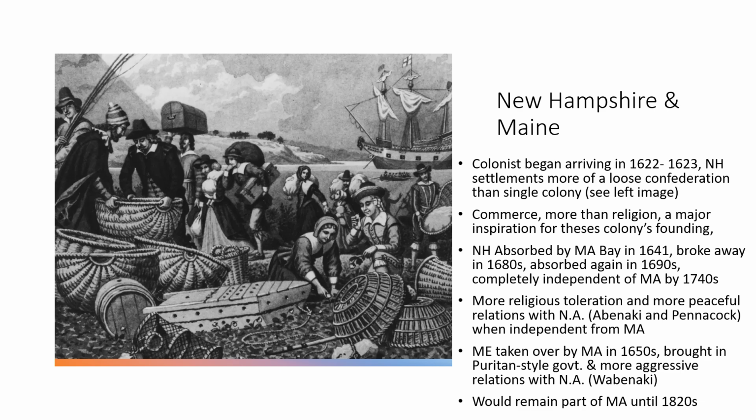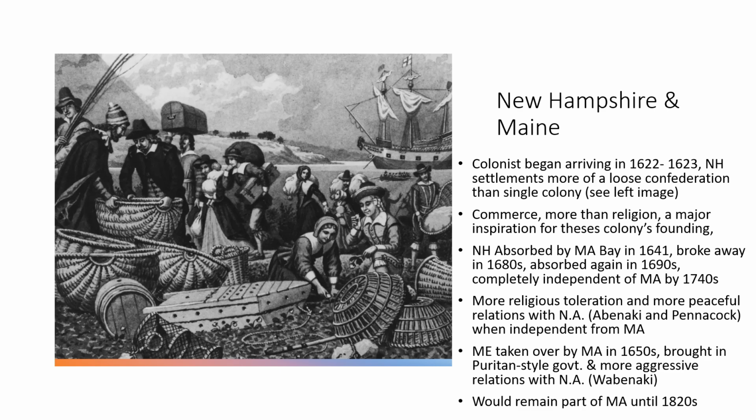Before we continue our discussion of the New England colonies of Rhode Island and Connecticut, I want to mention New Hampshire and Maine briefly. Not because they're unimportant, but I'm mentioning them here because they basically get taken over by Massachusetts Bay Colony. New Hampshire colonists began arriving in what would become New Hampshire in the 1620s, after the settlement of Plymouth, but before the settlement of Massachusetts Bay.